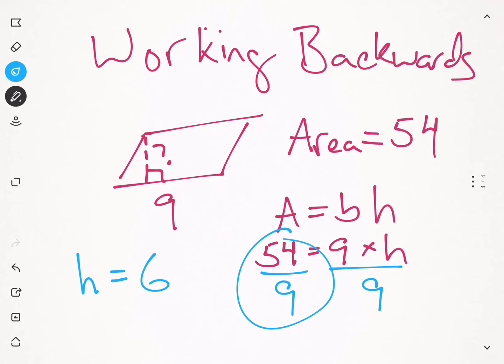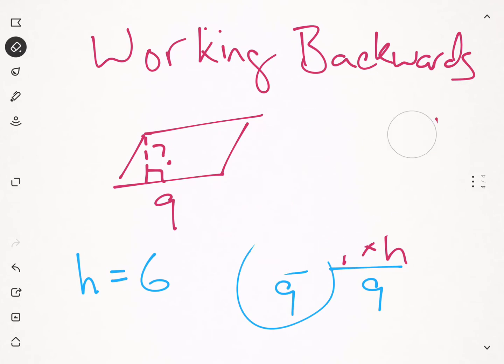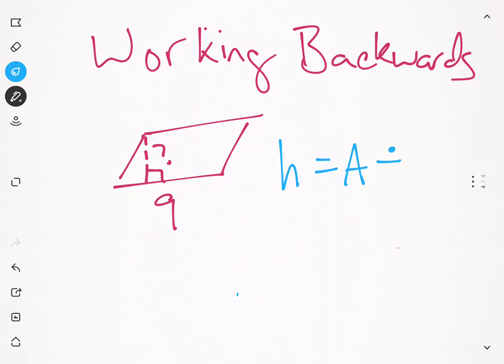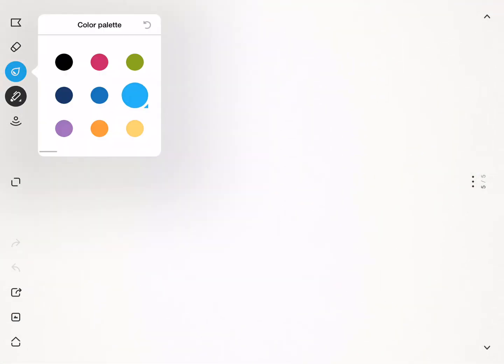So when you are working backwards in a parallelogram, let's write down some notes here. If you're trying to find the height, you take the area and divide it by the base. If you're trying to find the base, you take the area and divide it by the height. Our next working backwards example is going to be in triangles.